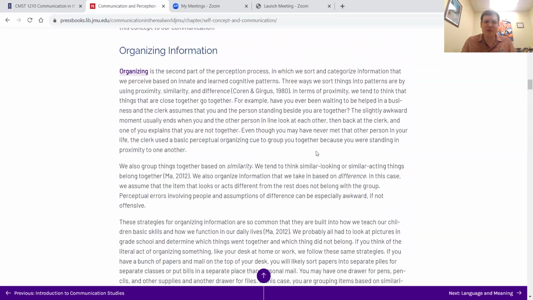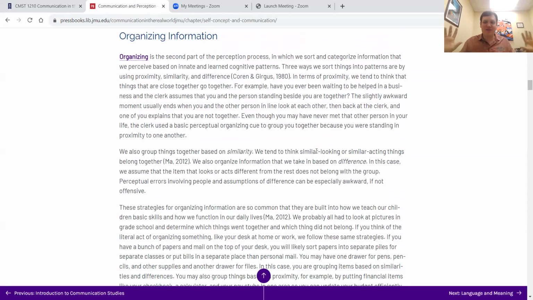But after you select the information, a lot of different reasons information is selected, both conscious and unconscious, then we go on to the organization. So organization is the second part of the perception process. And here's where we're sorting and categorizing the information based on the cognitive patterns that we've developed over time. So there's different ways in which we can sort things. It talks here about how we sort by proximity, by similarity, by difference. So proximity, things that are close together, go together in your mind.